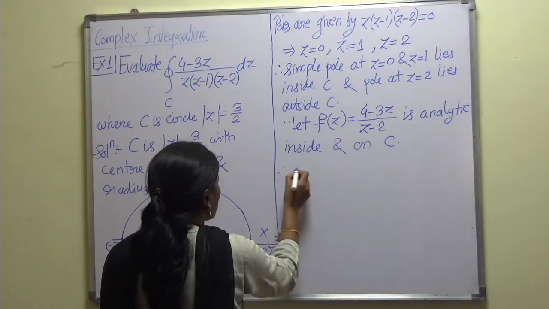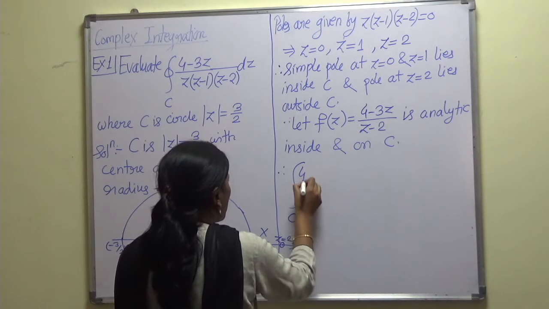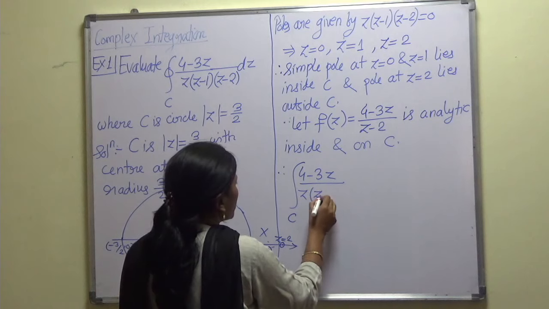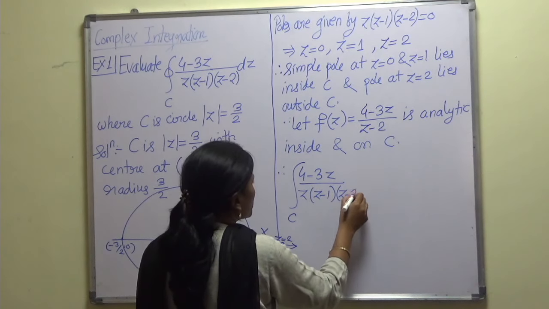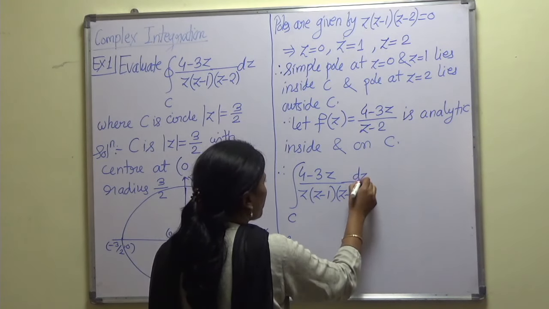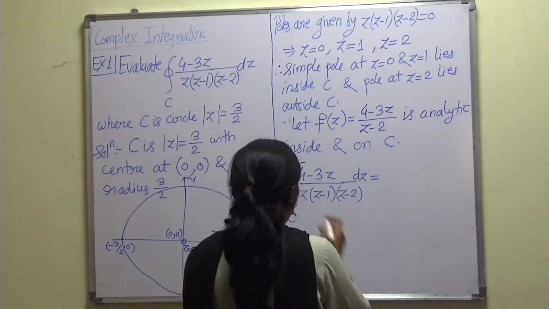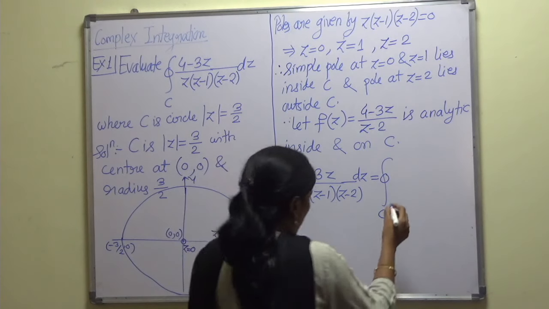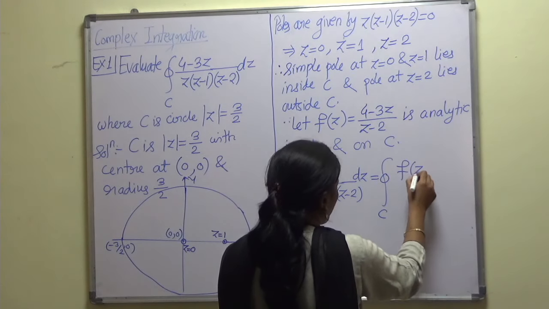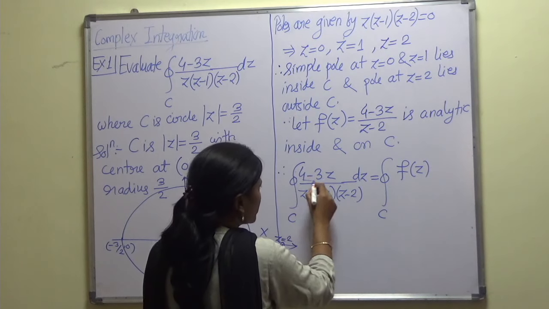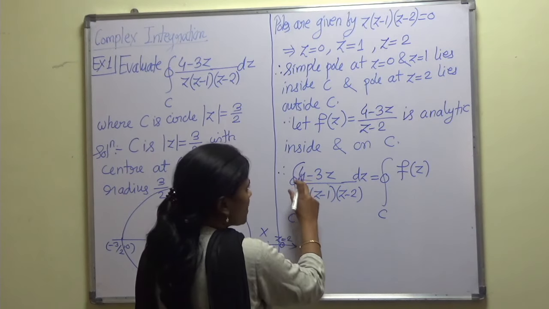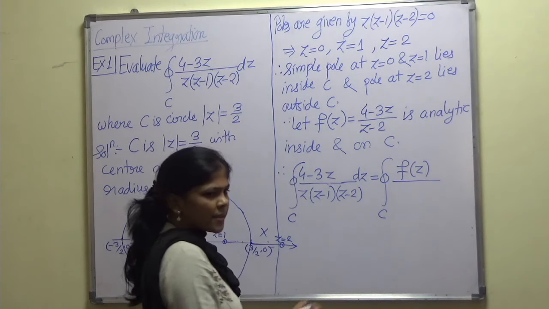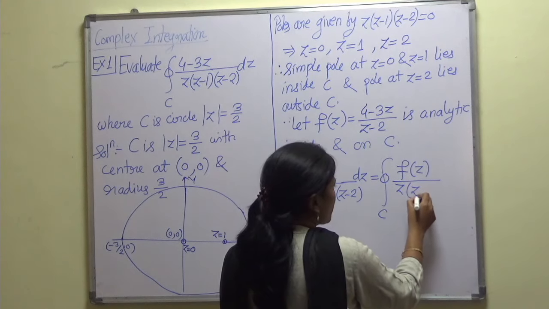So therefore the given integral is written as the integration of 4 minus 3z upon z into z minus 1 into z minus 2. This will be written in terms of f of z. So that is equal to the integral over C of f of z. This much part is nothing but f of z. What is left? Write it down as it is. So that is z into z minus 1.